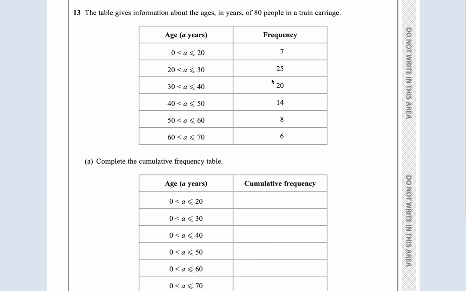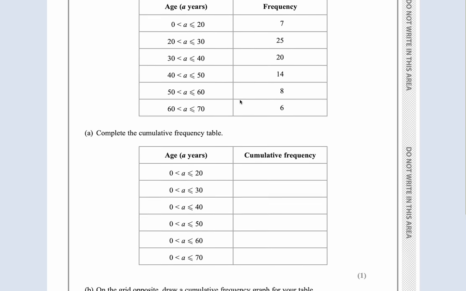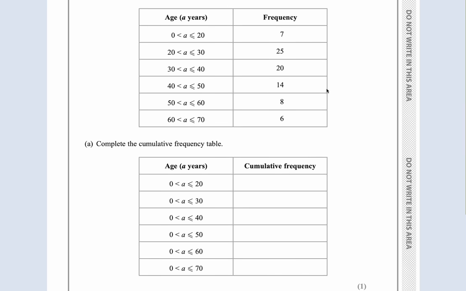Okay, 13. About the ages in years of 80 people in a train carriage. Okay, so these are the ages, these are the frequency. We first need to do the cumulative frequency, guys. So this is only 1 mark, but it's easy. So 0 to 20 is 7. And then we just add on each time. So 7 plus 25 is 32, because from 0 to 30 is 32, because it includes all of these. Similarly, from 0 to 40 will include these 20, so that's 52. 0 to 50 will include the 14, so that's 66. Add the 8, that's 74, and then we get to 80.